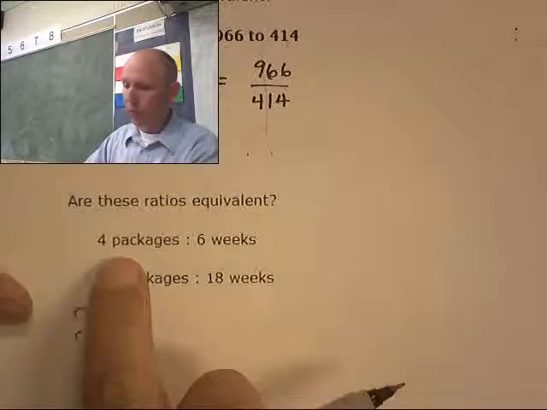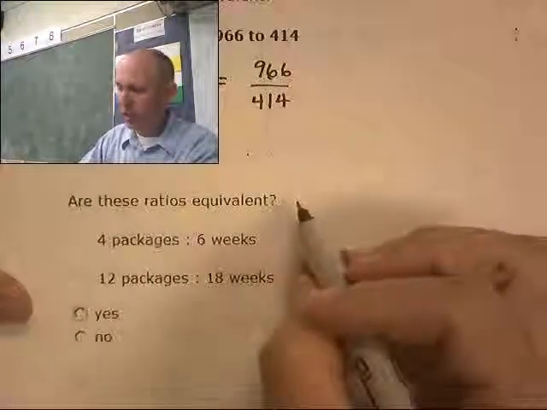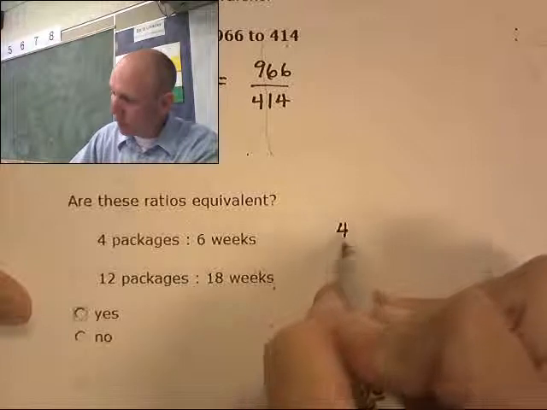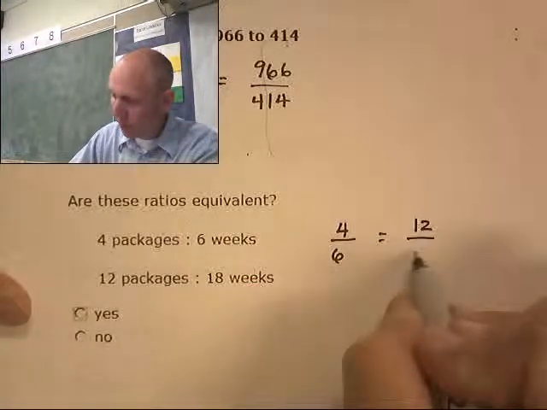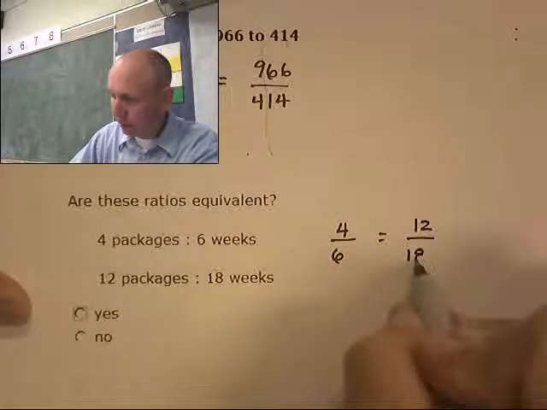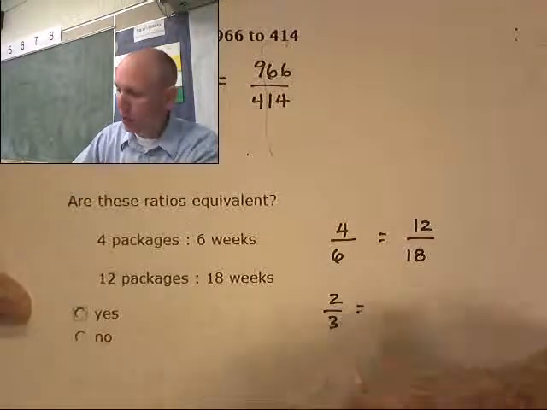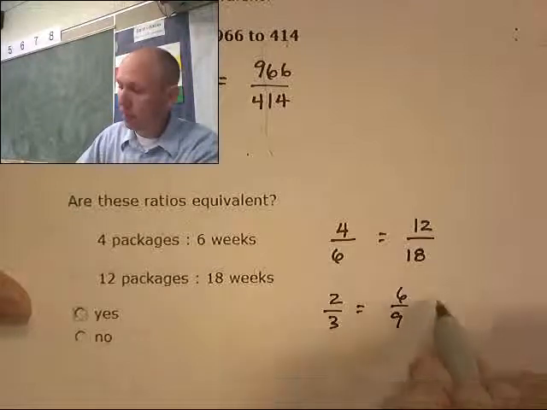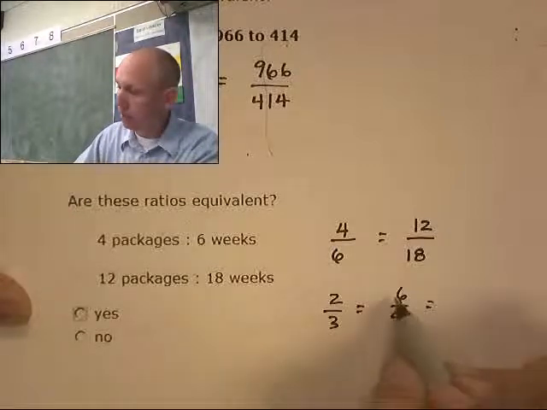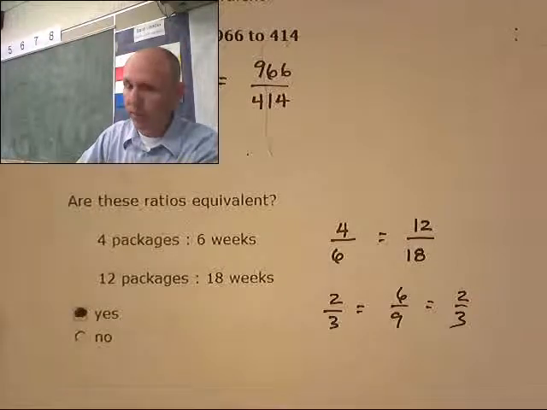Are these ratios equivalent? 4 packages, 6 weeks. So 4 over 6. Is that the same as 12 over 18? This one, I'll halve it. That's 2/3 equals 6/9, which, that's the same, isn't it? Yeah, that's going to be 2/3. So yes, those are equivalent.